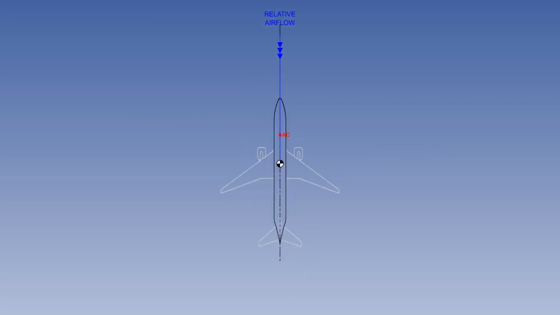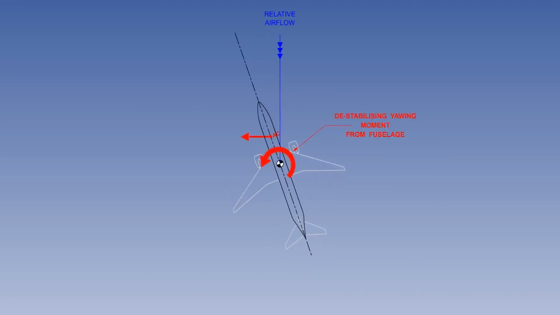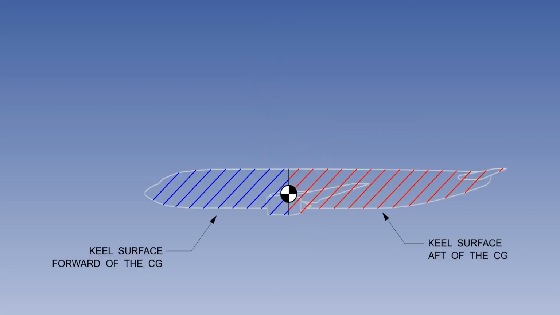right. The contribution of the fuselage is destabilizing because its aerodynamic center is forward of the aircraft CG. The side surface of the aircraft is referred to as the keel surface. There is an area of keel surface forward of the CG and an area of keel surface aft of the CG. For adequate directional stability, the keel surface aft of the CG must be increased with the addition of a fin, or as it's sometimes called, a vertical stabilizer.